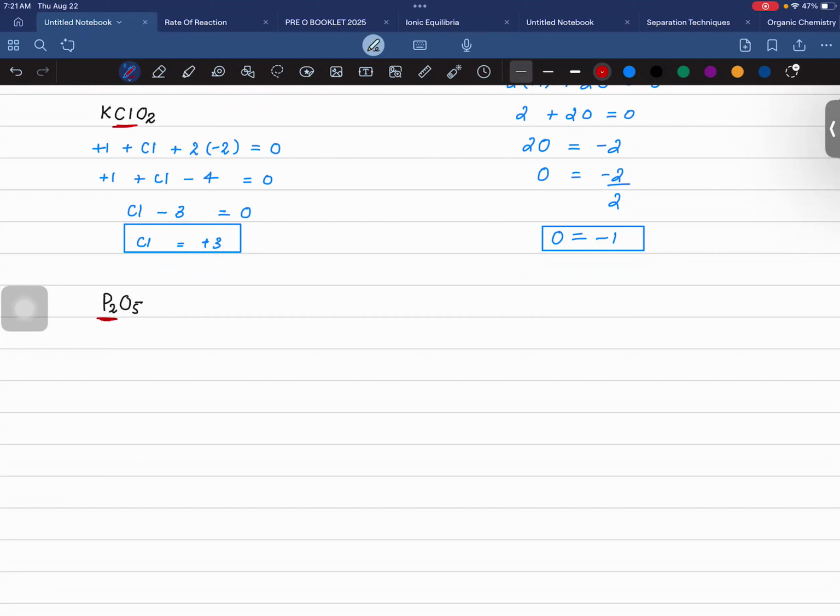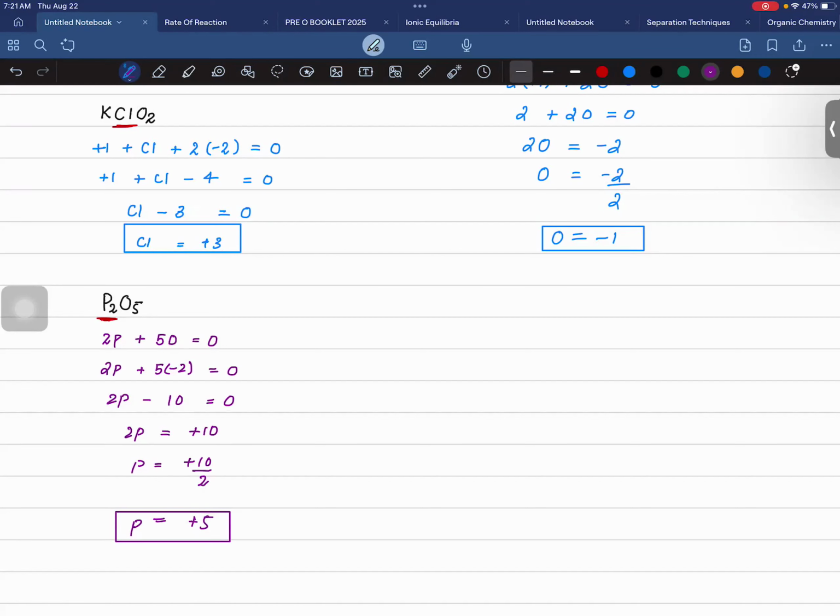Sir, 5 plus 5. Plus 5. Okay. 2P plus 5 oxygens is equal to 0. P we have to find out. Each oxygen is minus 2, so this is 2P, this is minus 10, equal to 0. That should be plus 10, and then P is equal to plus 10 upon 2. That would give me plus 5. So P is plus 5.